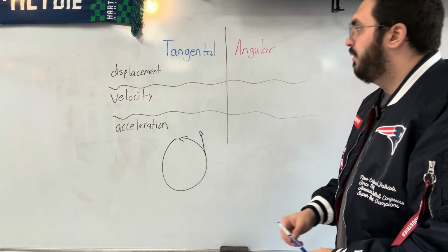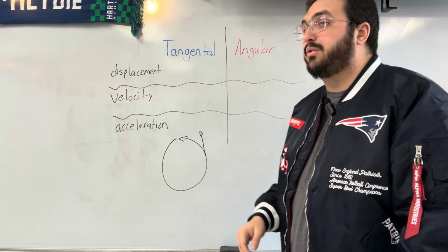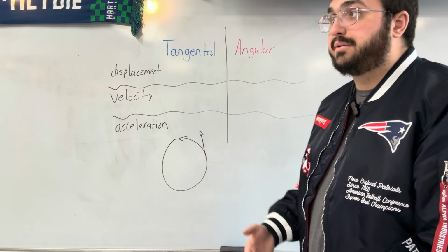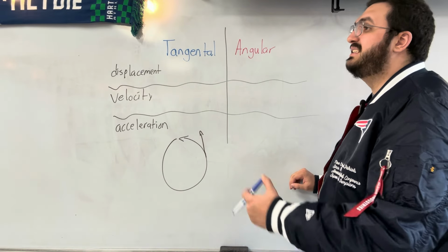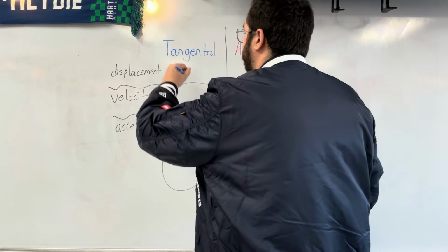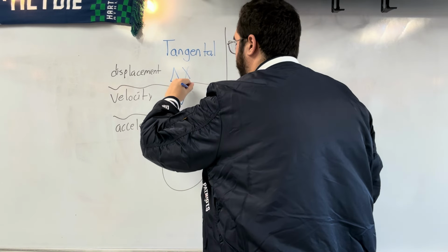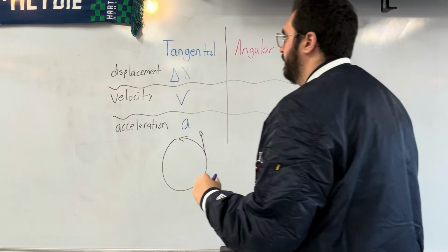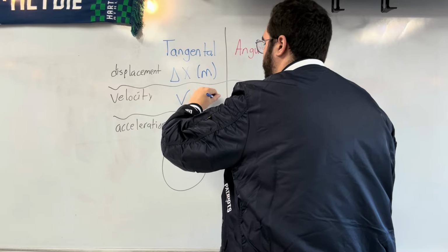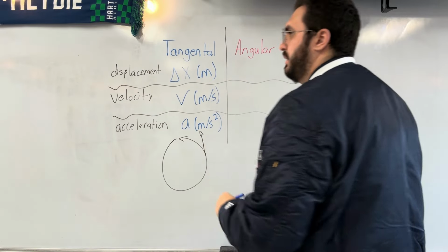Now, we call regular kinematics tangential movement here. The reason why goes all the way back to calculus: technically this straight line is called the tangent line, when dealing with a curve. In tangential motion, i.e. straight motion, what you're already used to, displacement is represented by x or maybe a delta x, velocity by v, and acceleration by a. Displacement is in meters, velocity is in meters per second, and acceleration is in meters per second squared. Nothing too crazy there.